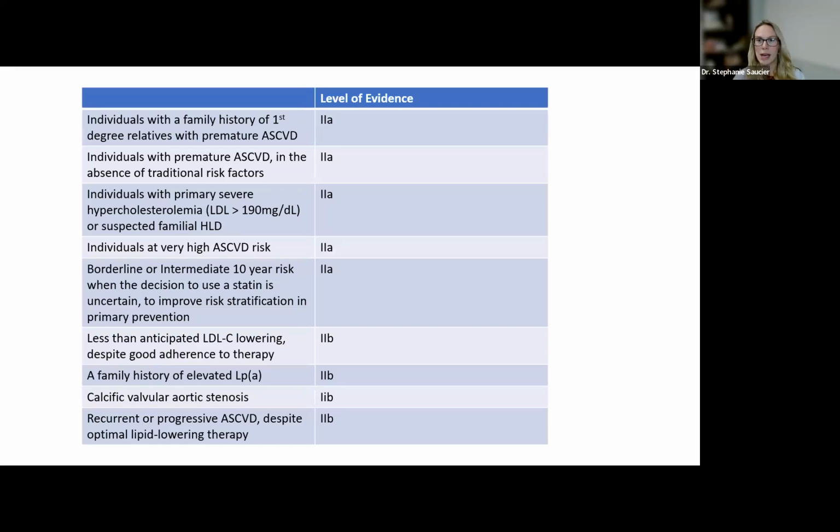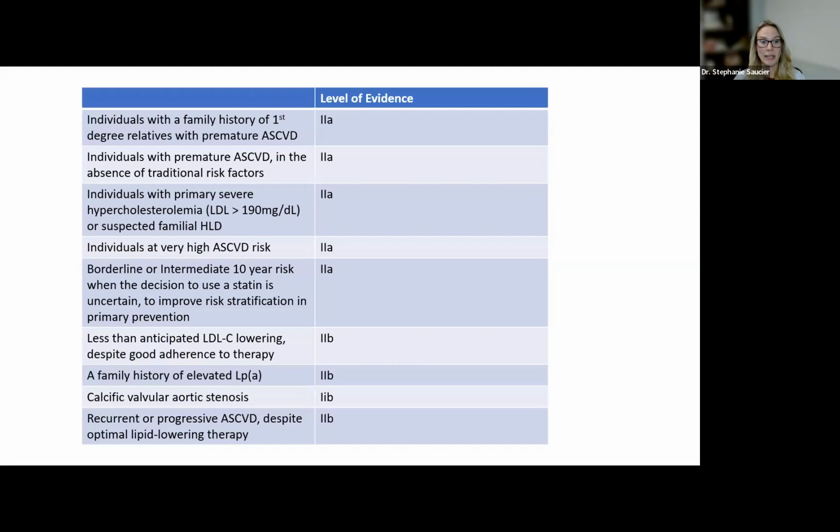So when we talk about who needs to be tested, we saw that the European Society and the Canadian Society recommend testing everyone once in a lifetime. What does the National Lipid Association think? The NLA recommends testing individuals with a family history of a first-degree relative who has premature ASCVD, individuals who have premature ASCVD themselves in the absence of traditional risk factors, individuals who have primary severe hyperlipidemia, LDLs greater than 190, or suspected familial hyperlipidemia, individuals at very high risk for ASCVD, borderline or intermediate 10-year risk when the decision to use a statin is uncertain, to improve risk stratification in primary prevention, and less than anticipated LDL-C lowering despite good adherence to therapy.